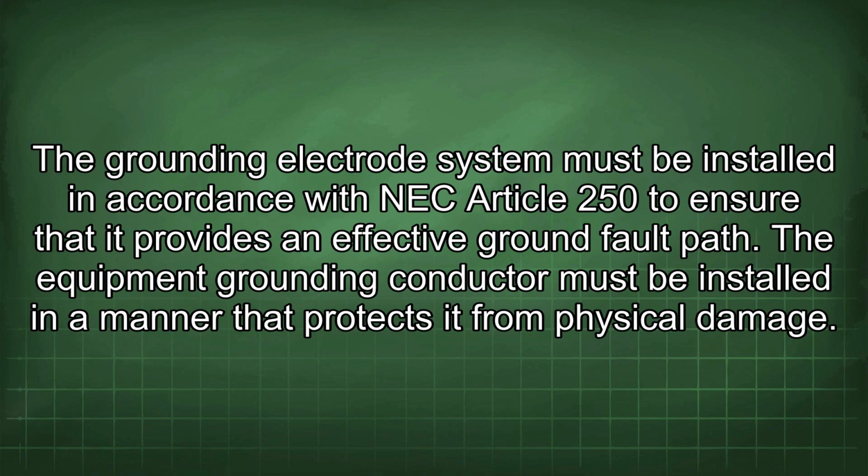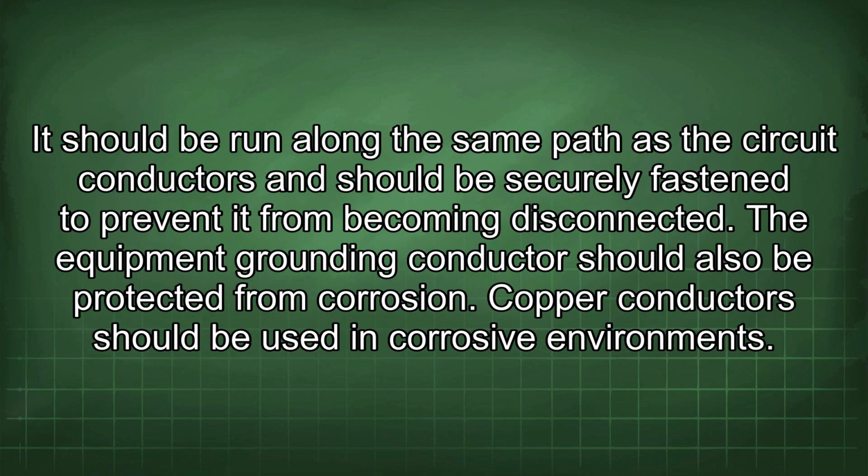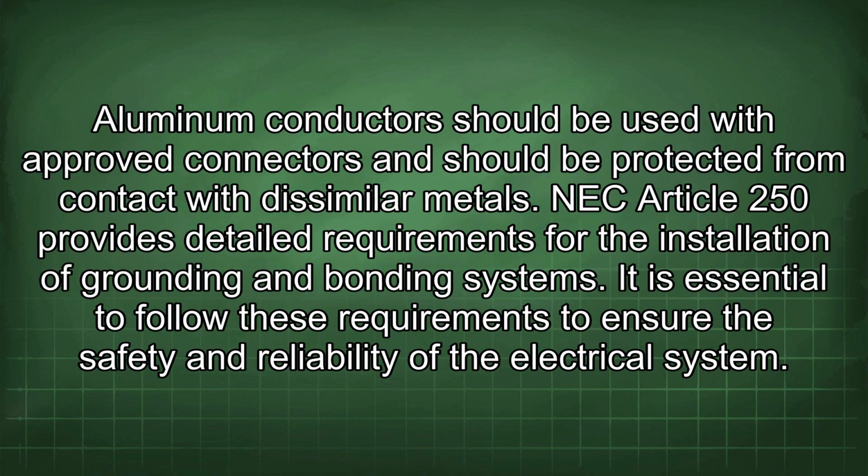The equipment grounding conductor must be installed in a manner that protects it from physical damage. It should be run along the same path as the circuit conductors and should be securely fastened to prevent it from becoming disconnected. The equipment grounding conductor should also be protected from corrosion. Copper conductors should be used in corrosive environments. Aluminum conductors should be used with approved connectors and should be protected from contact with dissimilar metals.